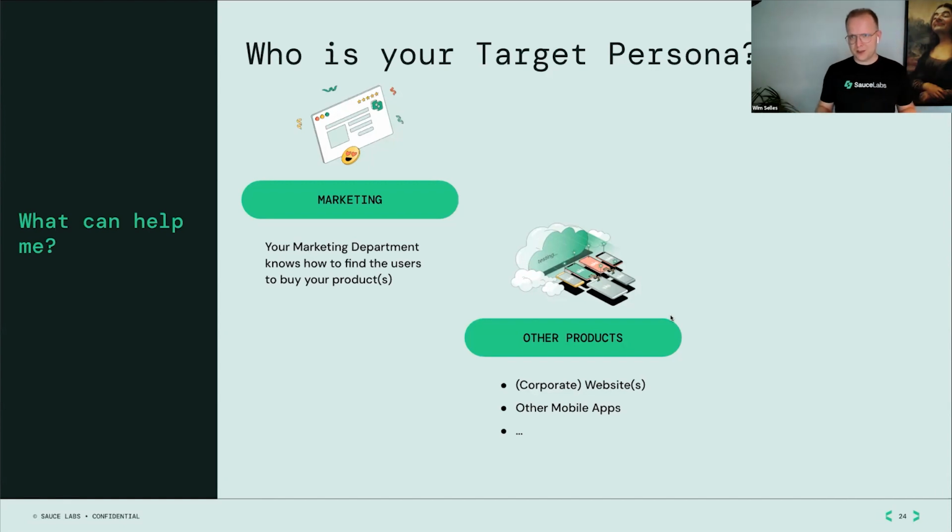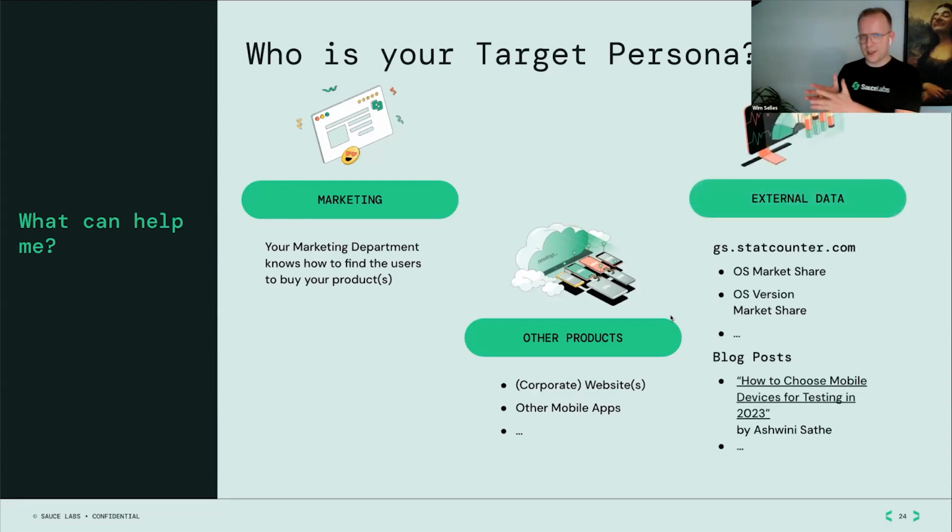But what if you develop a completely new app? You don't know your persona. Marketing cannot help you. What should you do then? Well, you can think about using external data. I know this will never be as accurate as your internal data, but you could use, for example, open source data, which is StatCounter. It can give you more information about the OS market share or the version market share. You should be able to drill down into brands, which brands are used the most. It could all help you determine which brands, devices, models, and OS versions you need to use.